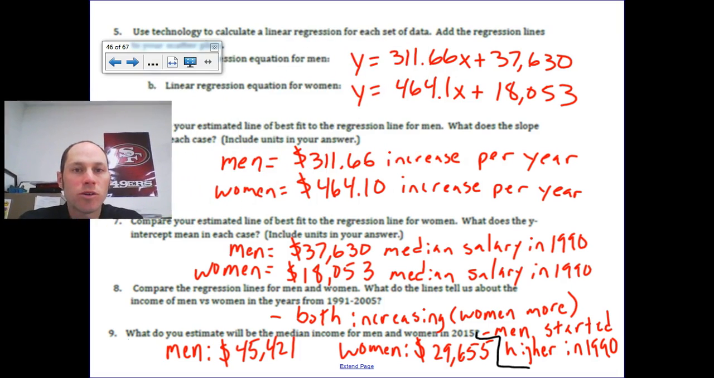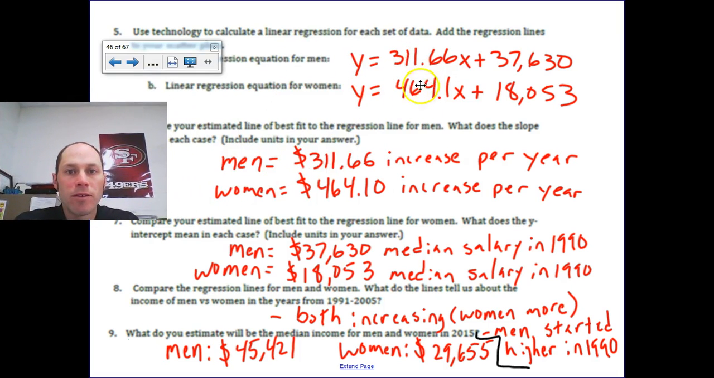And as we compare those regressions, we see that the women have a higher increase. Both of them are increasing, but women are increasing quicker and more per year. But the men started with a higher median salary in 1990.